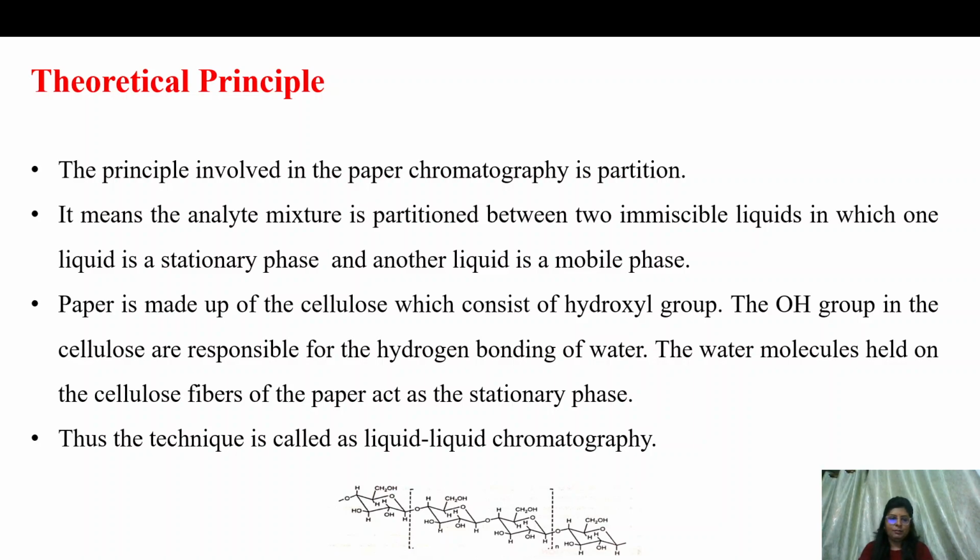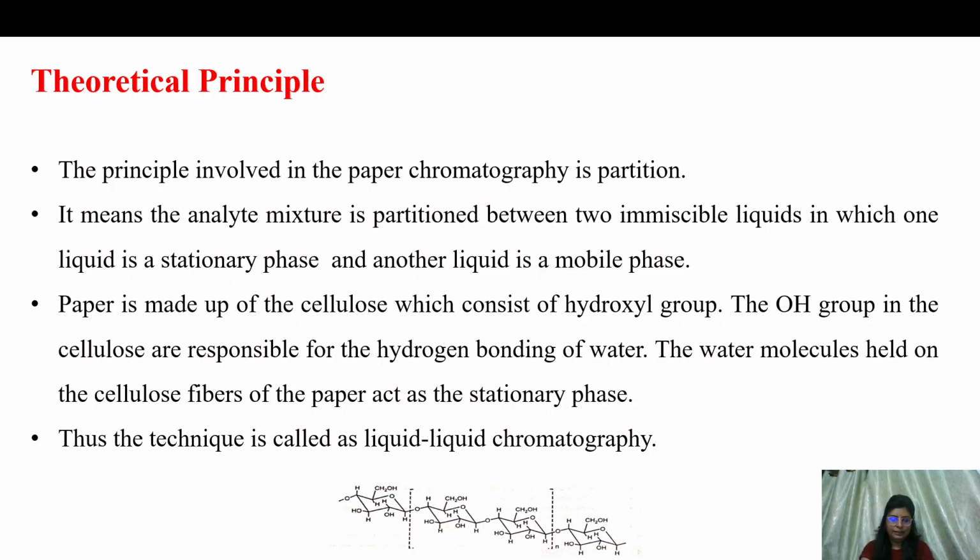Now let's talk about the theoretical principle of paper chromatography. The principle of paper chromatography is based on partition. It means that the analyte mixture is partitioned between two immiscible liquids, in which one liquid is called the stationary phase and the other is the mobile phase. The paper we use for paper chromatography is made up of cellulose, which consists of hydroxyl groups. The OH groups in the cellulose are responsible for the hydrogen bonding of water, and the water molecules held on the cellulose fiber of the paper act as the stationary phase. Thus this technique is called liquid chromatography.